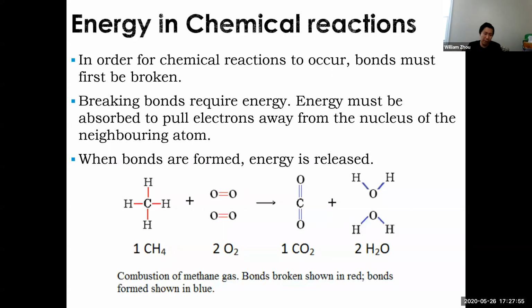So first you got to break the bonds, and to break those bonds, you need to input some energy. All right, so you do that. And then you rearrange the atoms, you make carbon dioxide and water, you make the new bonds in blue, and they will give you energy. So here's the question. Do you have a net gain or a net loss of energy?